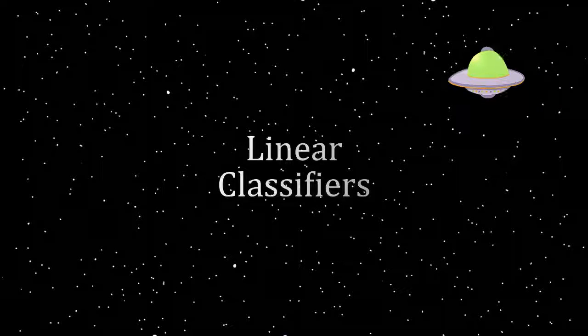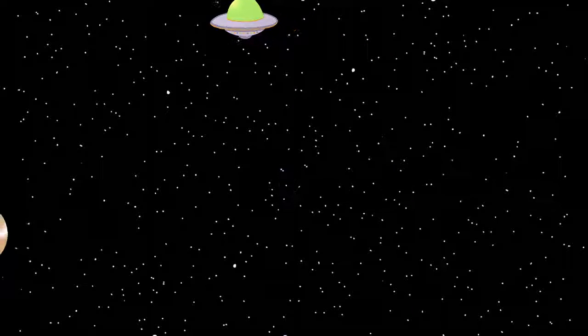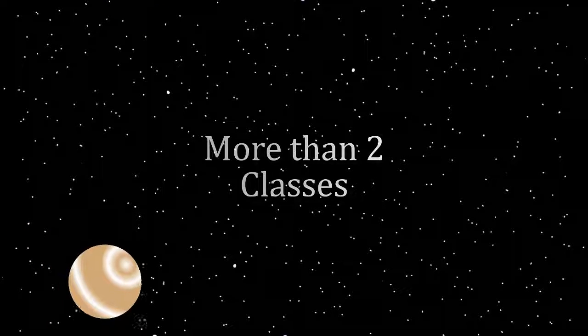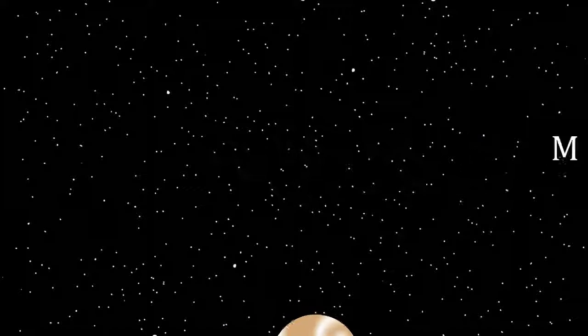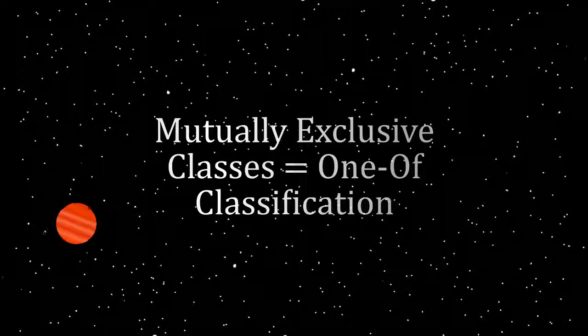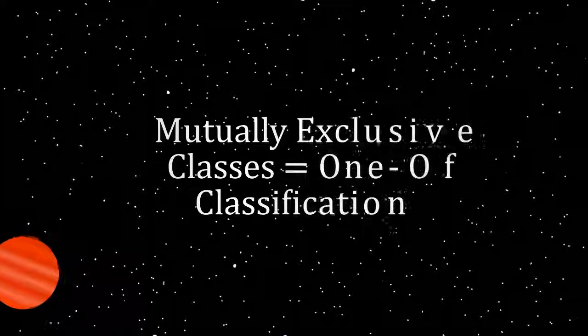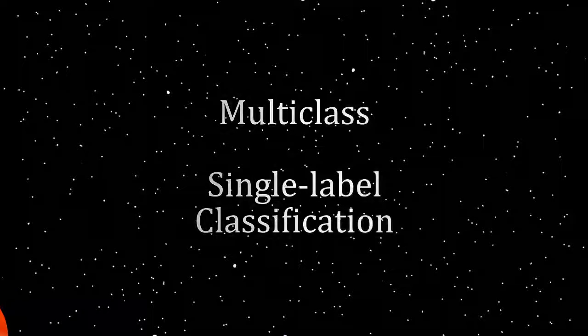In the last video, we talked about linear classifiers and restricted our definition to binary classifiers. However, often there are more than two classes to be considered. How we handle those depends on how the classes relate to one another and our assumptions. If the classes are mutually exclusive, this is called one-of classification. A document must be a member of one and only one class. Sometimes this is referred to as multi-class or single-label classification. For example, we may assume that the content of a document is only in one language.